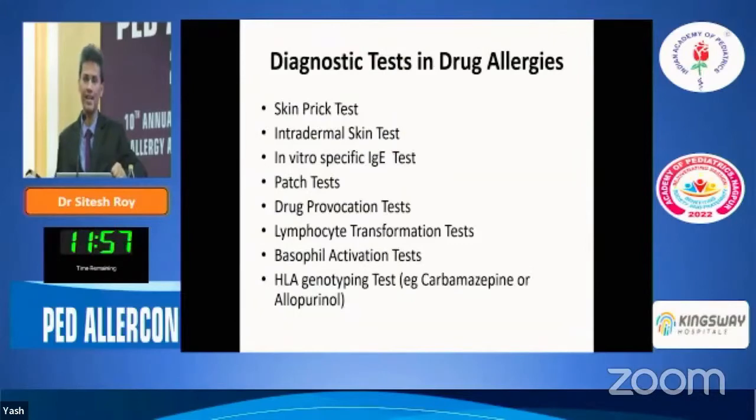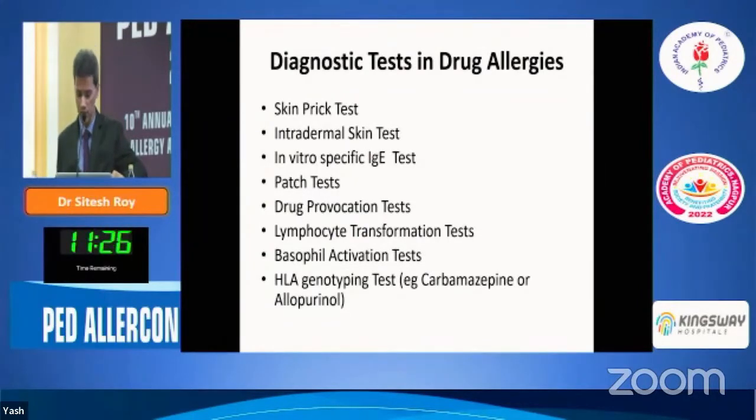Diagnostic tests. This is the crux and the summary of the entire presentation. This is all we have when it comes to diagnosing drug allergies. The first is a skin prick test, which has to be done very carefully and very accurately. Then comes an intradermal skin test, which helps us with the delayed reactions. Then come the in vitro specific IgE tests, which are very limited, available for things like penicillin, amoxicillin, insulin, heparin, very few drugs.